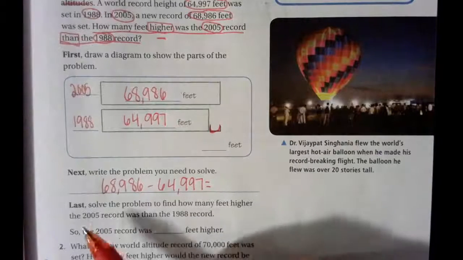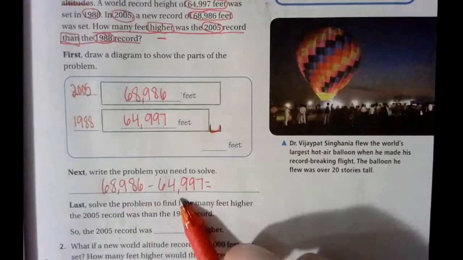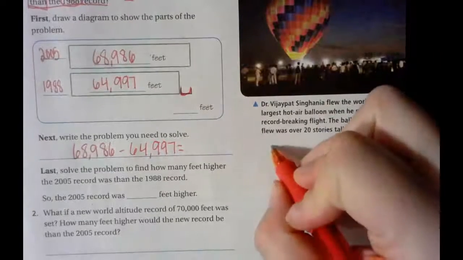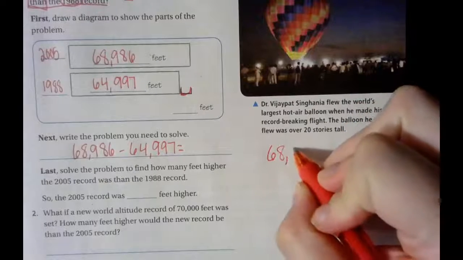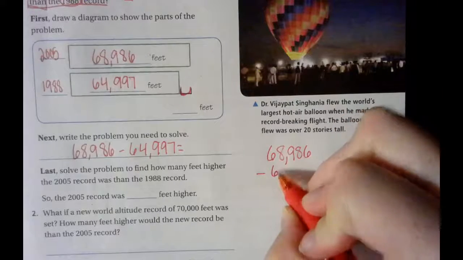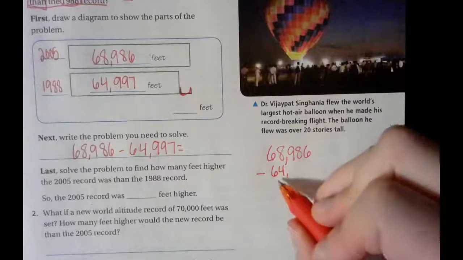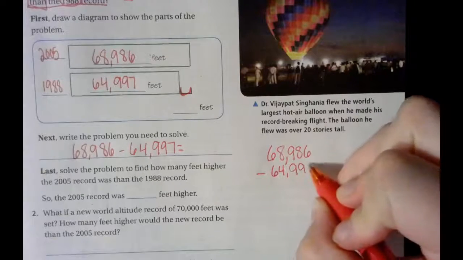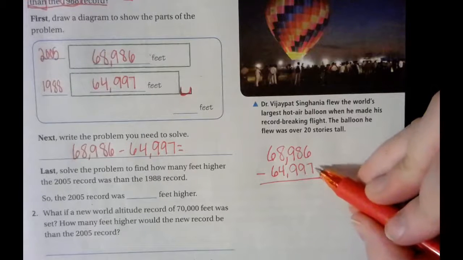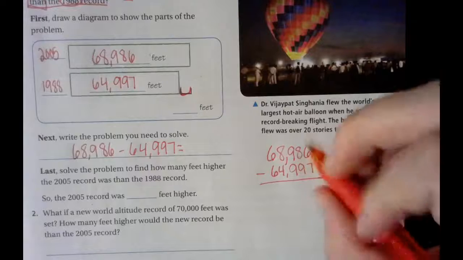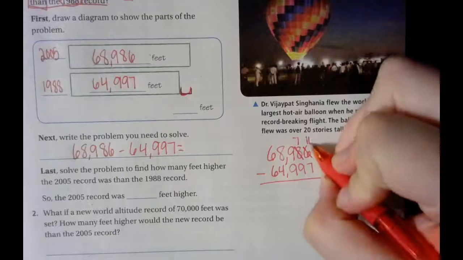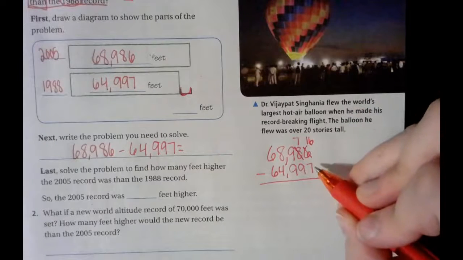Okay? And what it tells us last, we need to solve. Do we solve subtraction this way? No. So let's come over to our empty space. We take 68,986 minus 64,997, being sure to line up our places. Okay? I cannot take 6 minus 7, so the 6 needs to go next door to the 8, knock on their door to borrow. The 8 becomes a 7, 6 becomes 16. 16 minus 7 is 9.